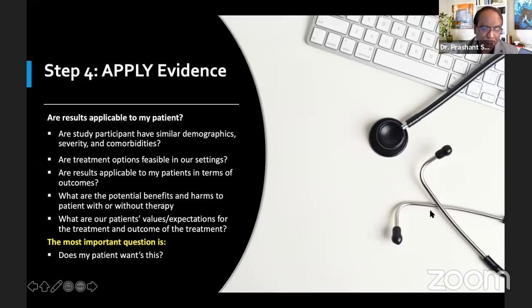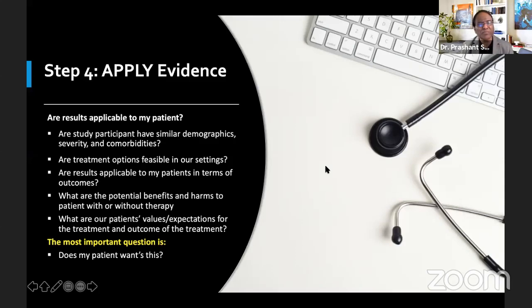Okay. And if the answer is yes, then you are going to look for some other characteristic or other explanation. For example, do the study participants have similar demographic characteristics, severity or comorbidities that I have in my patient? So can I apply these results to my patient? Is my patient similar to the patients who participated in that clinical trial?